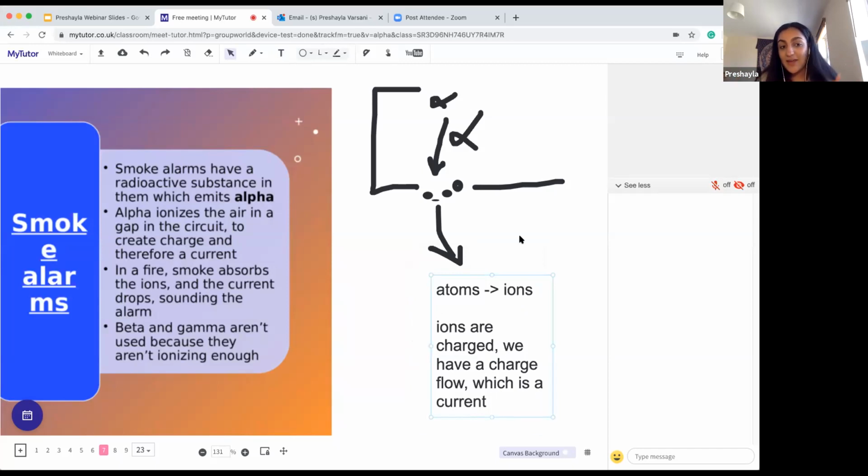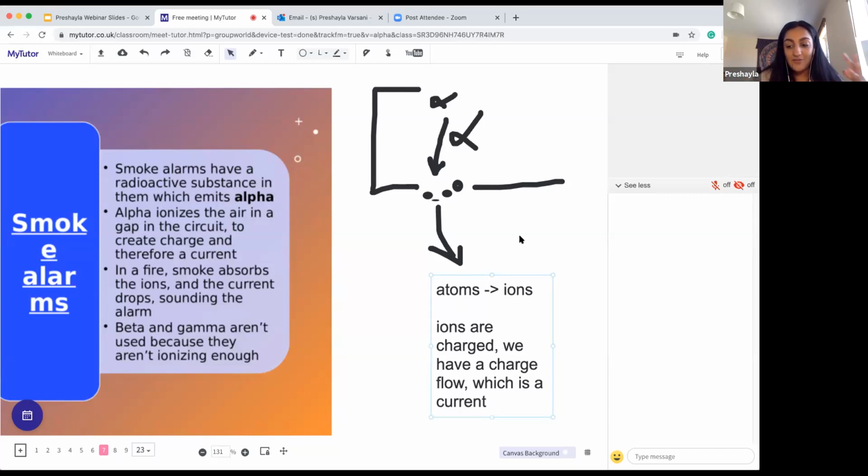But if there is a fire, the smoke from the fire absorbs these ions. It absorbs these ions from the gap and takes them away, and the current drops. Okay, if those ions are being taken away, there's not as much charge flow anymore and our current is going to drop. And if our current drops, that signals the circuit to sound the alarm.